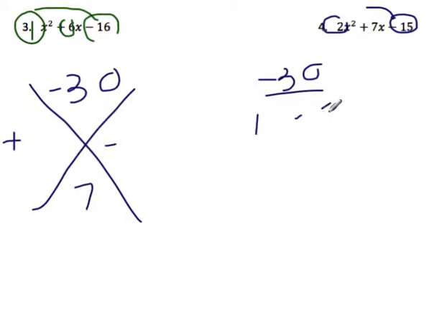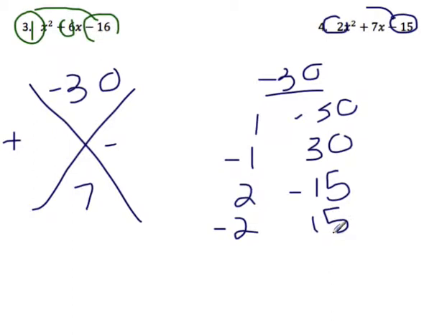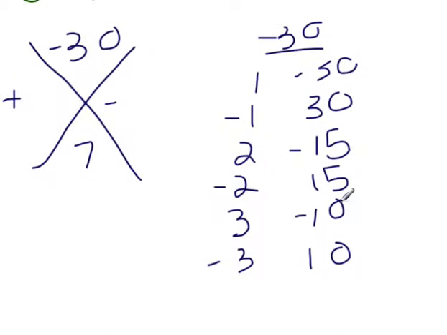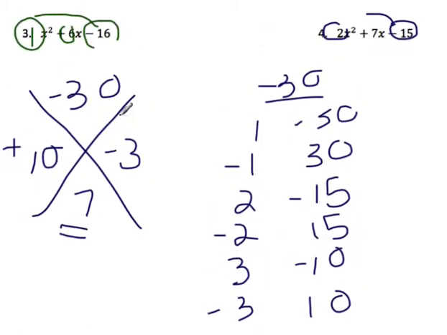So we have 1 and negative 30. Negative 1 and 30. Neither of those add up to 7 yet. 2 and negative 15, that's negative 13. Negative 2 and 15, no, that's positive 13. Then we have 3 and negative 10. That's a negative 7. We're getting close. Negative 3 and 10. Well, negative 3 and 10 add to 7. So I have a positive 10 and a negative 3. Remember, it doesn't matter what order you put it in the x. That won't matter.